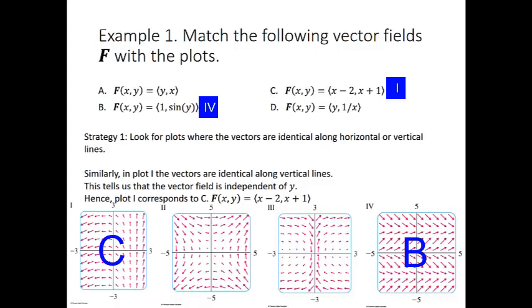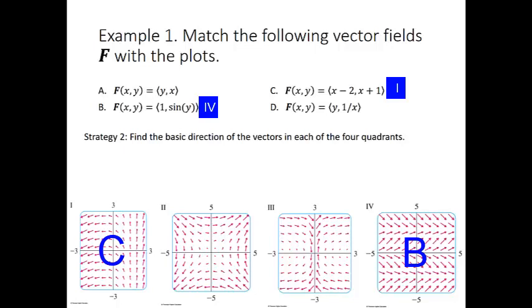Now, that's not going to help us in 2 and 3. We need a different strategy. Another strategy is to find the basic direction of vectors in each of the 4 quadrants and see if that can help us match things up. For example, let's look at the vector field A that takes the point xy to the vector yx. This vector field is going to send the point 2, 2 to the vector 2, 2. We'll do a rough sketch of that, thinking of a vector in the first quadrant as pointing roughly to the right and up.